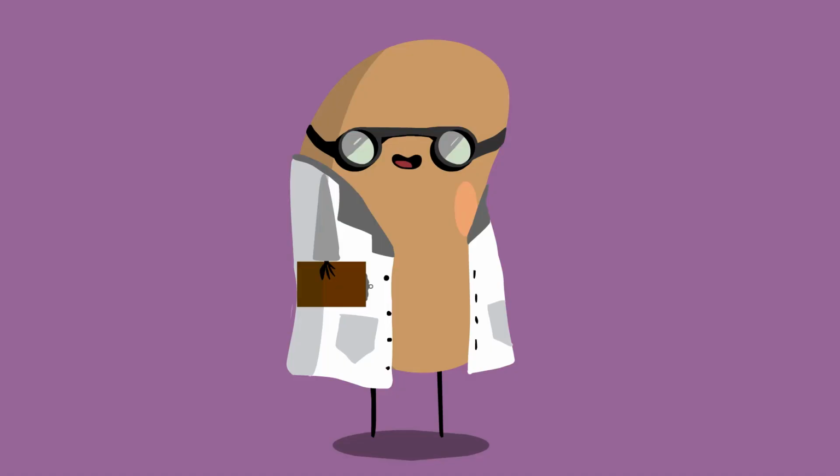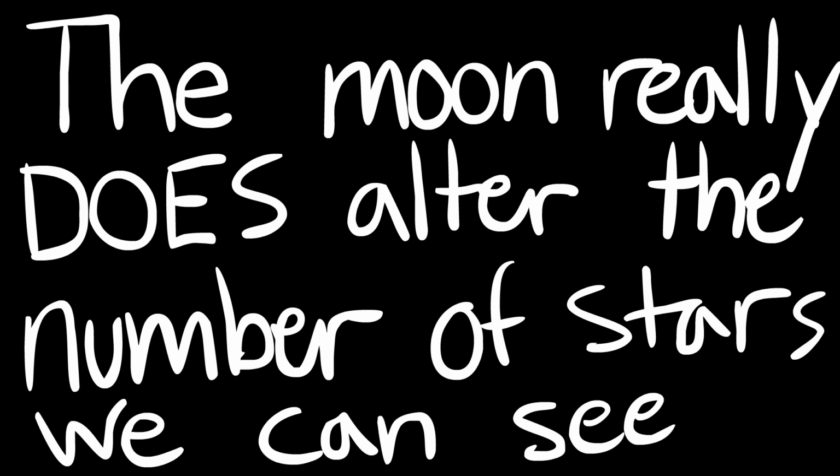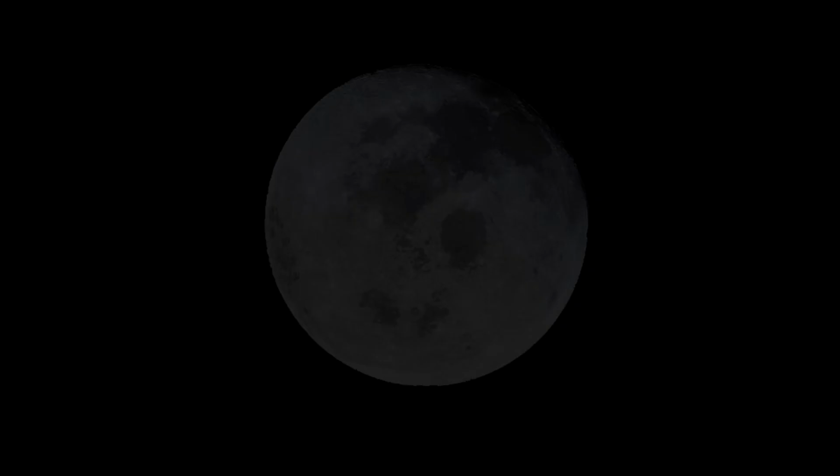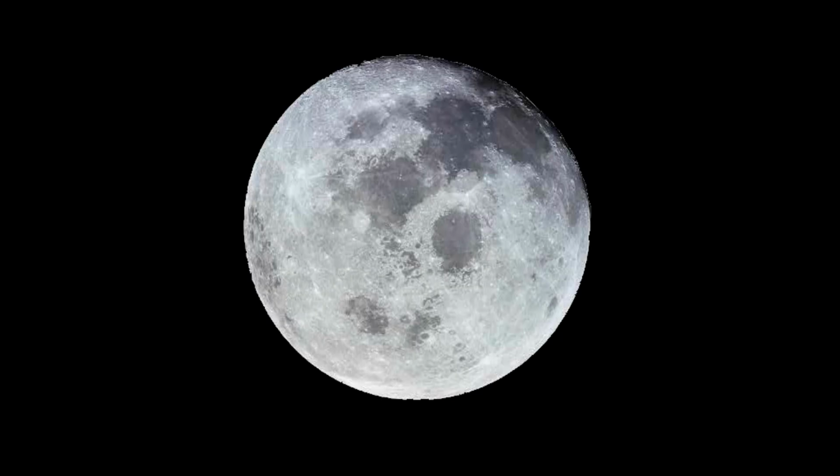So, our conclusion is, yes, the moon really does alter the number of stars we can see during the night sky. During the night, the moon's light can change the number of stars we see in the sky by overpowering their feeble light with its own brighter light. On a new moon, there is no moonlight, so there is no opposing light for the stars to compete with, so they appear brighter. But on a full moon, when the moon is at its brightest, its light overpowers the stars and makes it so that we see fewer stars in the sky.